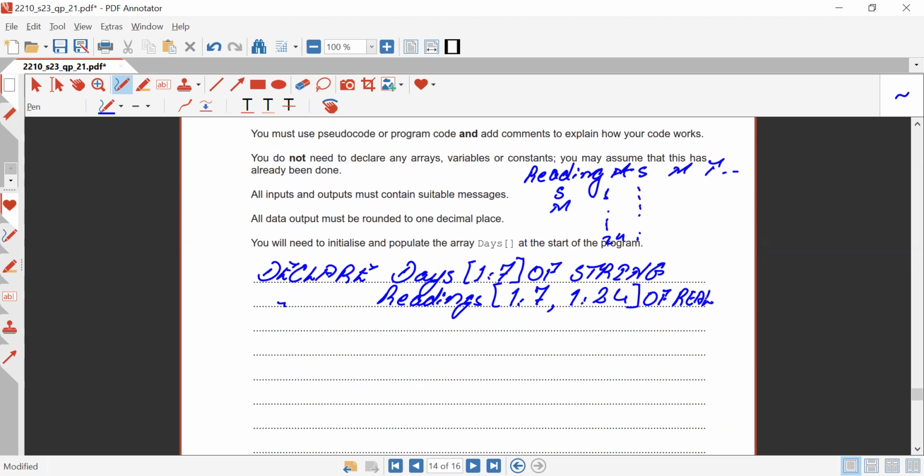Just after that, we need to have the average temperature as well. Declare average temp. So average temperature will be, I missed a keyword over here, array. I'm sorry. So average temperature array, it will be again of 1 till 7 of real data type. Then we need to declare the week loop.